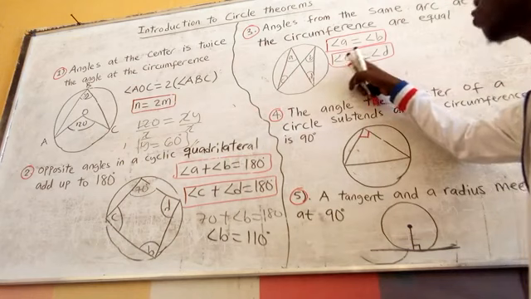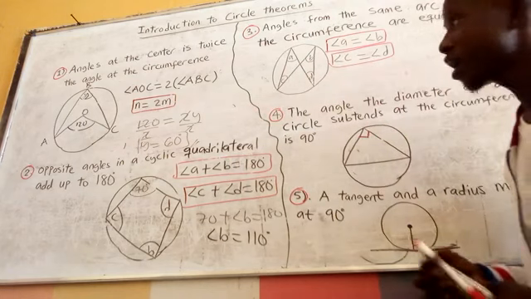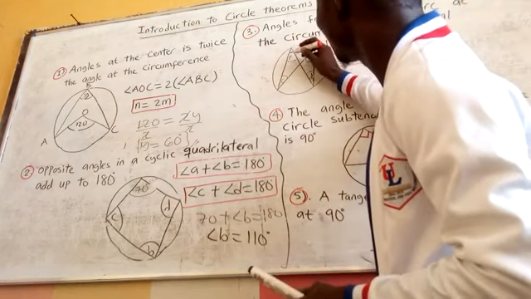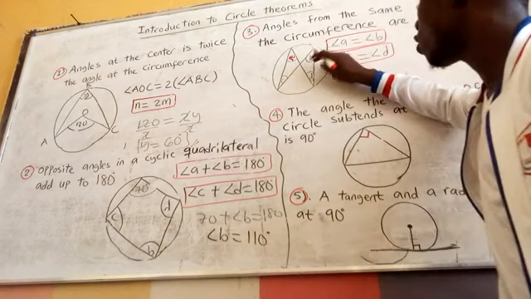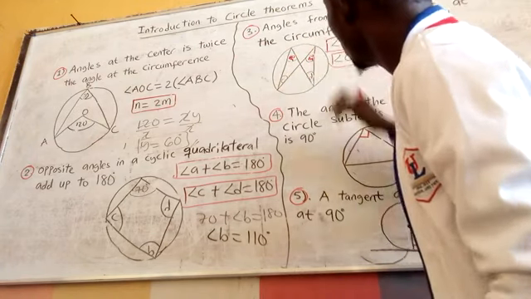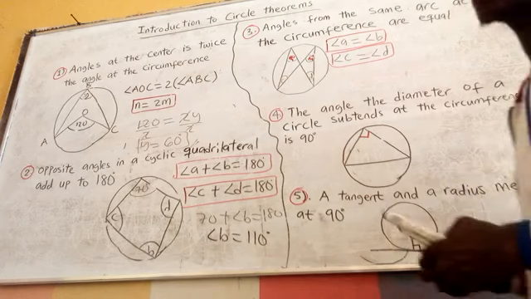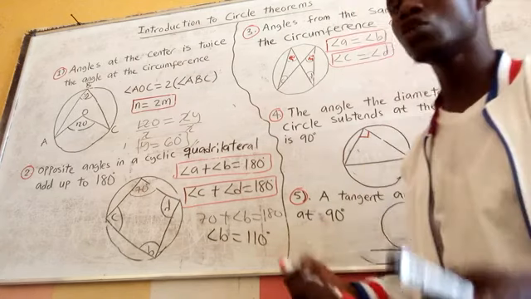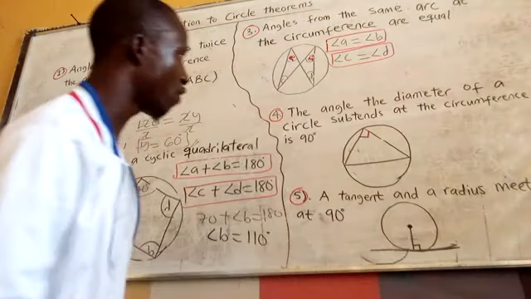So angle C equal to angle D. In other words, if we have 30 degrees here, it means that here will also be 30 degrees, because these are angles from the same arc at the circumference, so they are equal. So let's move to the fourth theorem.